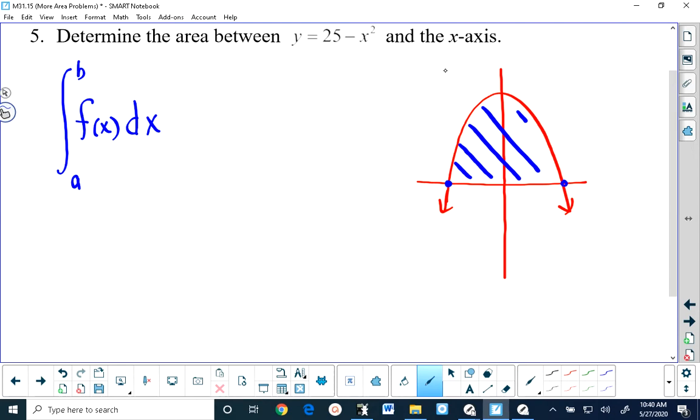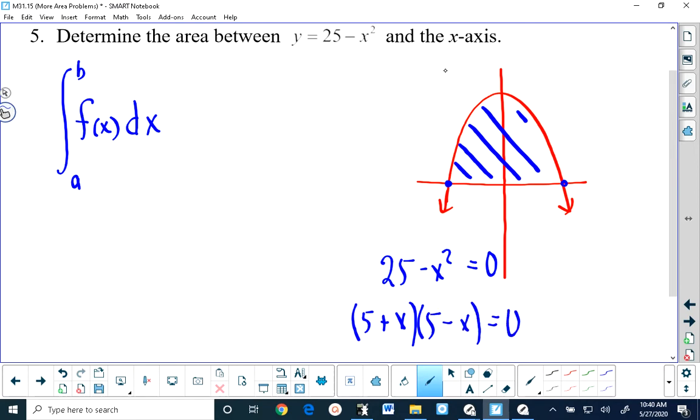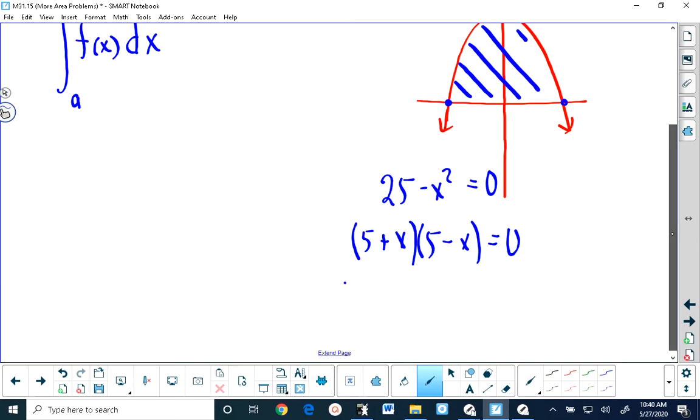So we need to determine the coordinates of the x-intercepts. Well, that's pretty easy to do. We're going to take 25 minus x squared and set it equal to 0. I can solve this by factoring. It's 5 plus x, 5 minus x equals 0, which means that one of the x-intercepts is -5 and the other x-intercept is +5. That means that my general statement becomes the integral from -5 to 5 of 25 minus x squared dx.